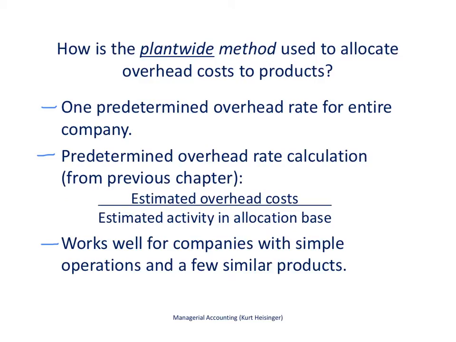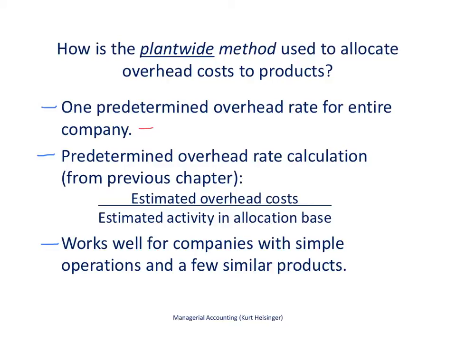The plant-wide method uses one predetermined overhead rate for the entire company to allocate overhead to products. And if you take a look at the videos that have been posted related to job costing, we get into this in a fair amount of detail. So this is a bit of a review here. Again, we use one predetermined overhead rate for the entire company. It's typically based on direct labor hours, direct labor costs, or machine hours. It's up to the company to determine what they want to use as the allocation base.